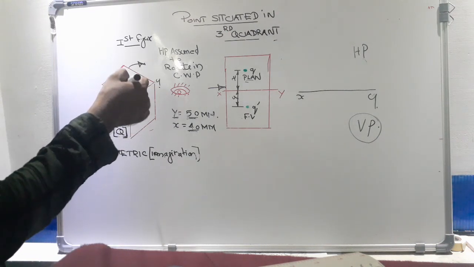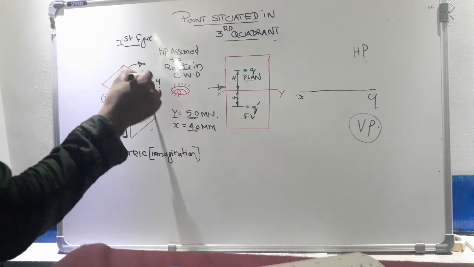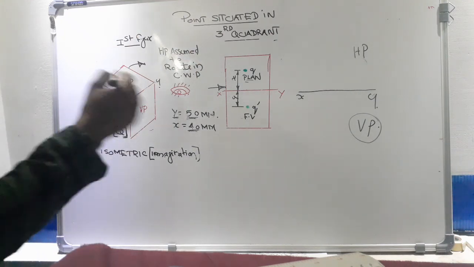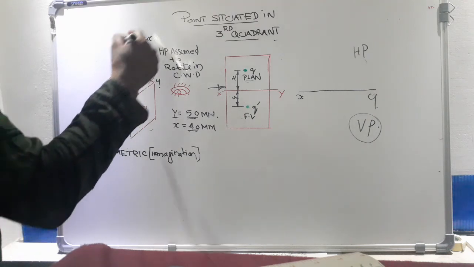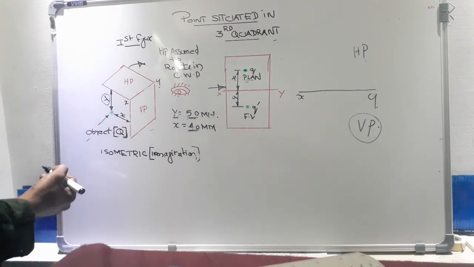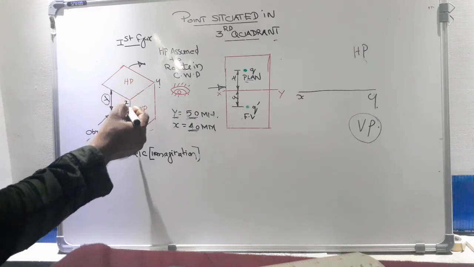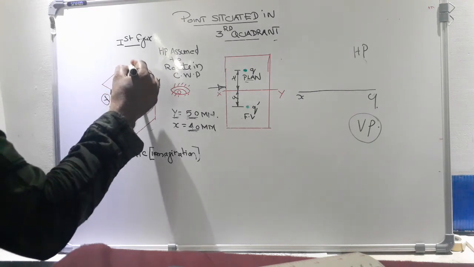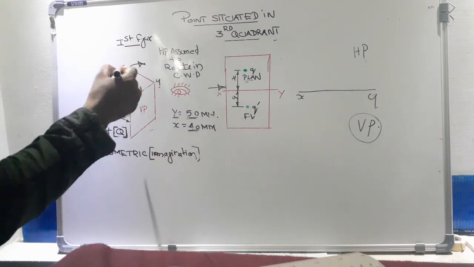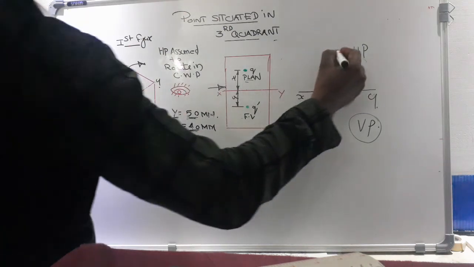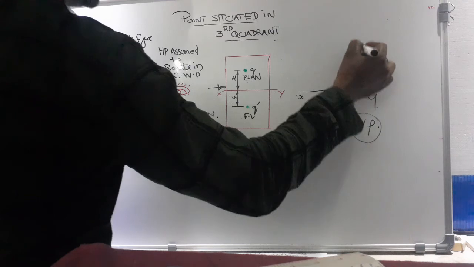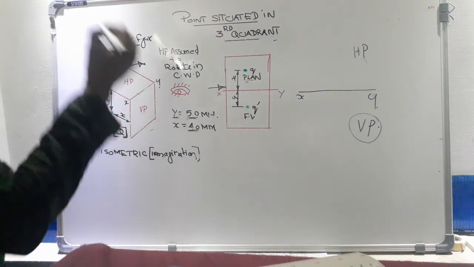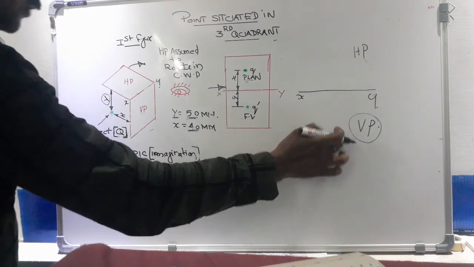If you imagine HP having a tendency to rotate in the clockwise direction, then after projecting the plan on HP, it should rotate in the clockwise direction. At that time the HP plane comes above the XY line. Now first we have to draw its front view on its corresponding plane, VP.